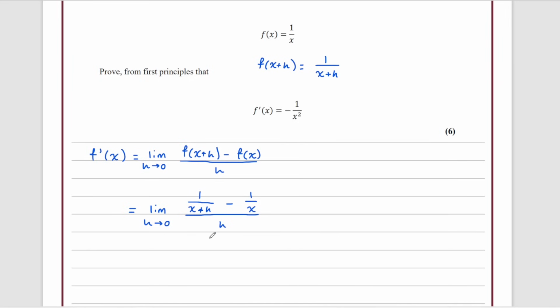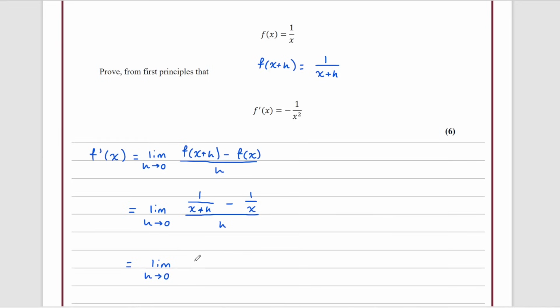It's not very neat, so we need to clean this up a little bit. To do that, what I'm going to do is get the numerator here over a common denominator. We have the limit as h tends to 0. So 1 over x plus h minus 1 over x, getting this over a common denominator then, we get x minus x plus h all over x times x plus h.